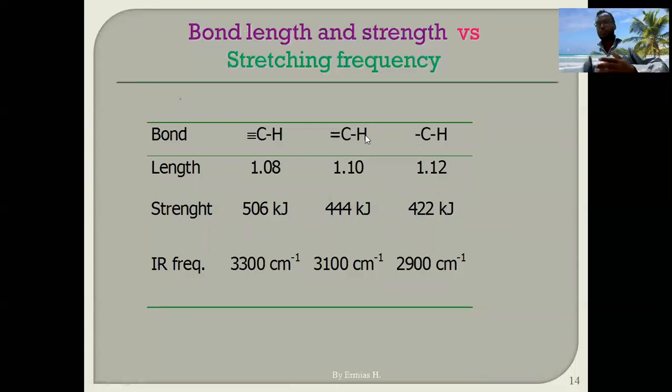So the length of the triple bond is lower when we are comparing it with the single bond. In terms of strength, again, the triple bond is stronger than the double bond and the single bond. In terms of IR frequency, the higher the strength of the bond, the higher the frequency. When we compare the single bond, there is a lower frequency. So there is a decrement of the frequency when we are moving from triple bond, double bond, and single bond respectively.